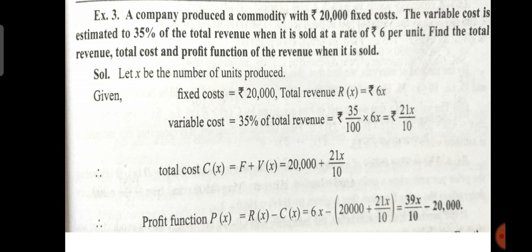Let X be the number of units produced, and the fixed cost is given. Revenue is 6x because X is the number of units. What is the variable cost? It is 35% of the total revenue, that is 35 by 100 into 6x, so it is 21x by 10. So the variable cost is obtained. What is the total cost? Variable cost plus fixed cost, so 20,000 plus 21x by 10. So you will get the answer.